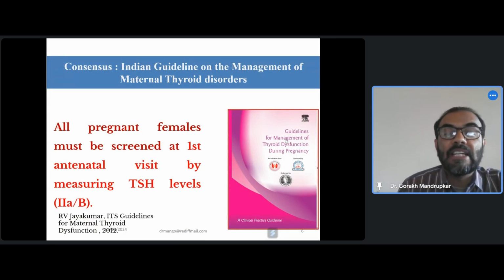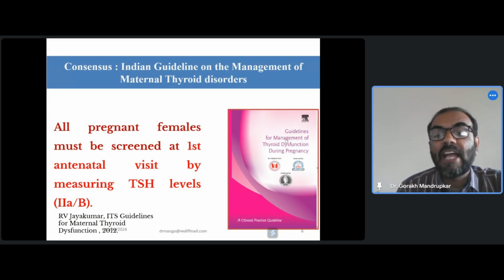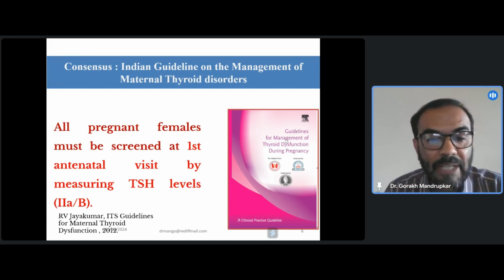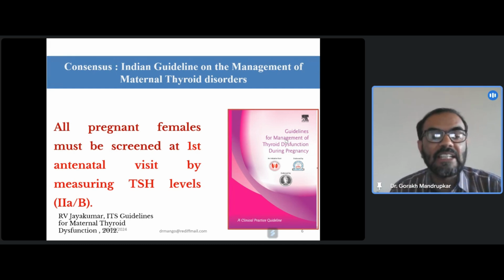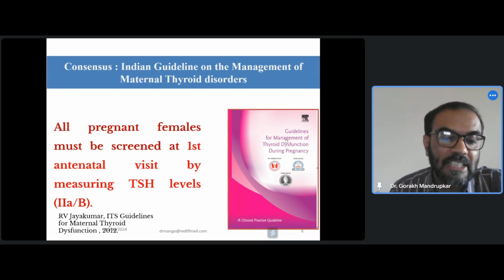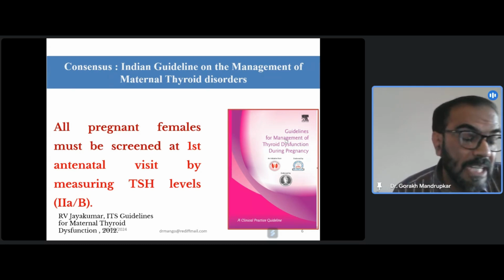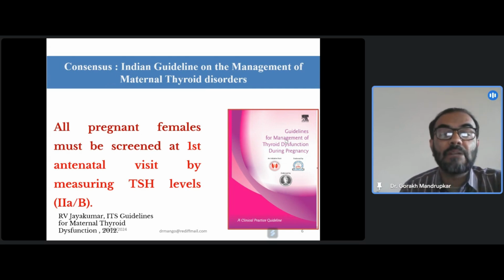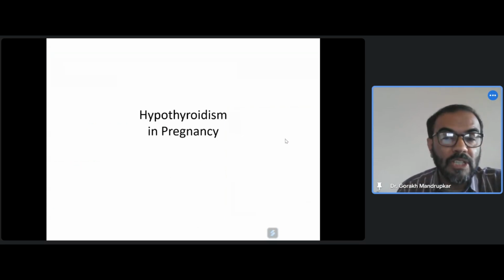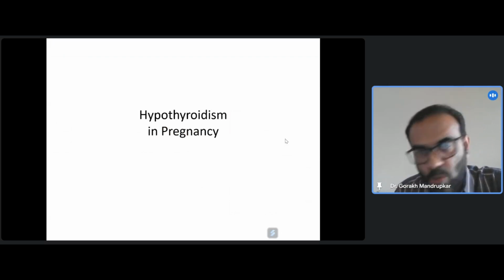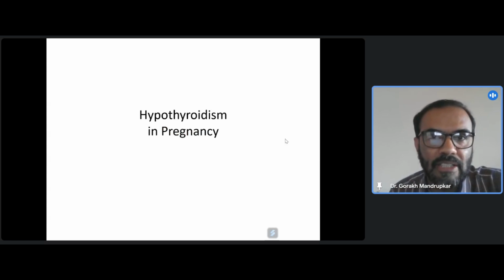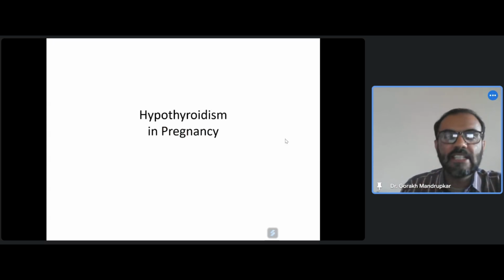And even the Indian Thyroid Society, along with FOGSI, ESI and all, said that yes, in India, all pregnant females must be screened at the first antenatal visit by measuring TSH level. The evidence level was 2AB. So that means we all should do universal screening. That means all pregnant women should be screened for thyroid disorders. That is a one line statement.